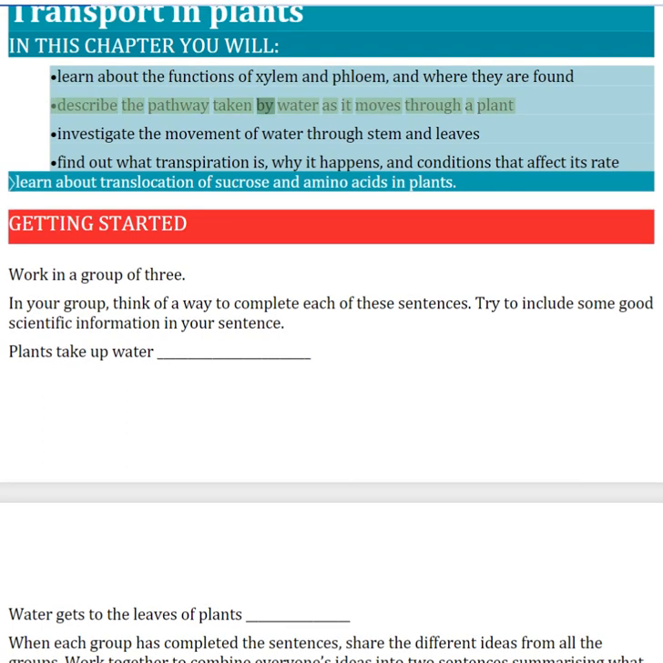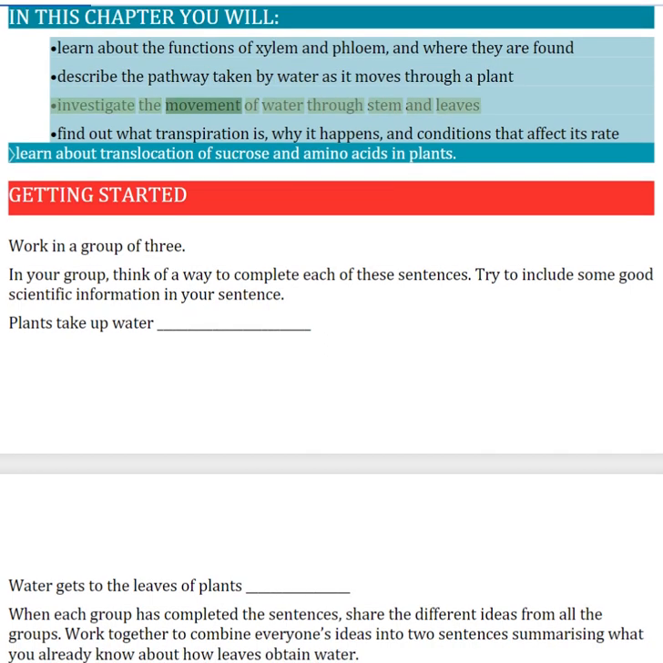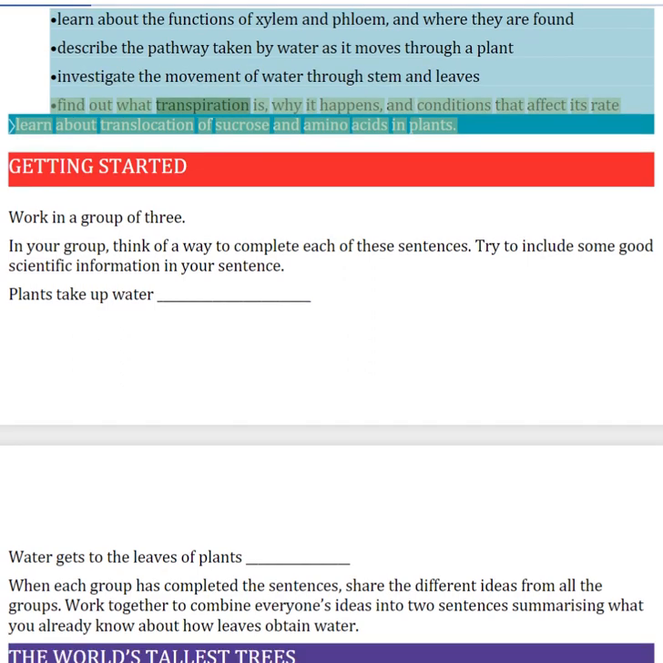Describe the pathway taken by water as it moves through a plant. Investigate the movement of water through stem and leaves. Find out what transpiration is, why it happens, and conditions that affect its rate. Learn about translocation of sucrose and amino acids in plants.